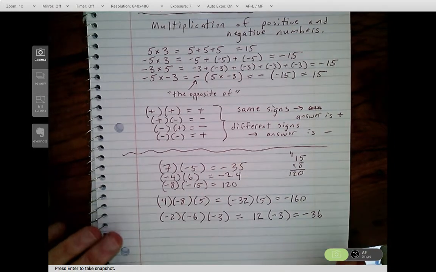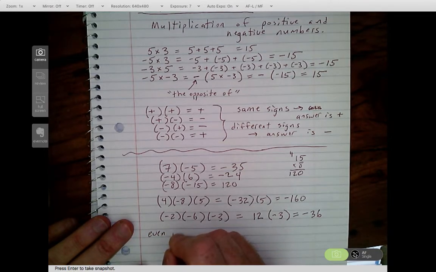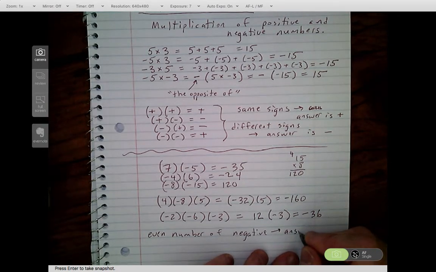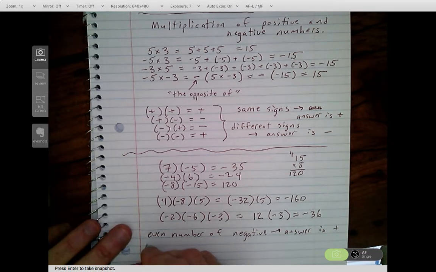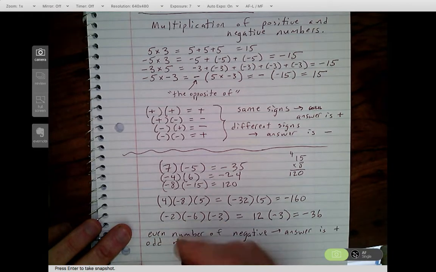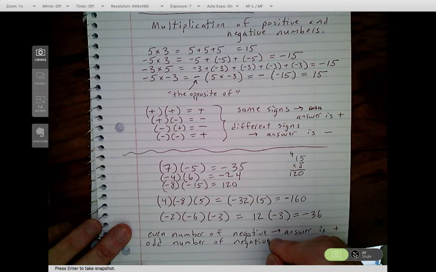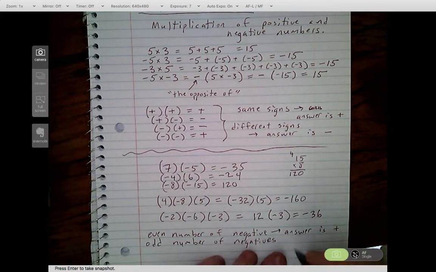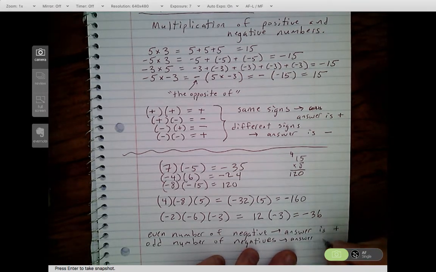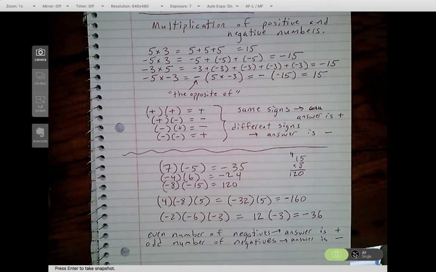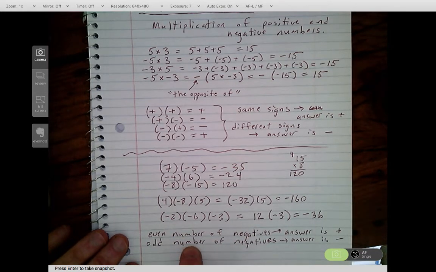Okay, so just a little shortcut here that might help. If you have an even number of negative numbers, then your answer is positive. And if you have an odd number, like this last one here, odd number of negatives, then your answer is negative. Okay, even number of negatives, your answer is positive. Odd number of negatives, your answer is positive. Oh, I said that wrong. One more time. Even number of negatives, your answer is positive. Odd number of negatives, your answer is negative.